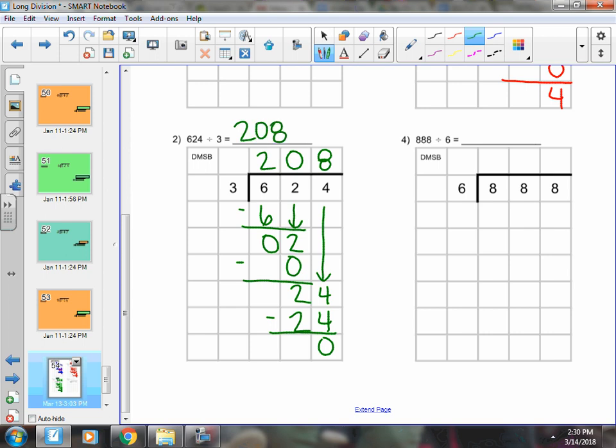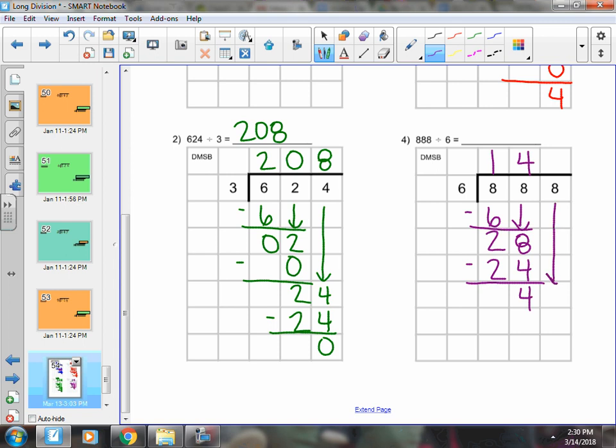And the last one on the front page, 888 divided by 6. One group of 6. 1 times 6 is 6. Subtract, bring down. How many groups of 6 can we make from 28? Let's see. 6 times 5 is 30, so it's got to be 6 times 4, because 4 groups of 6 is 24.